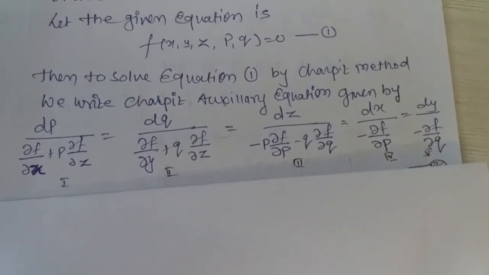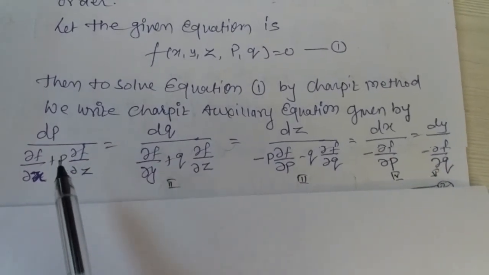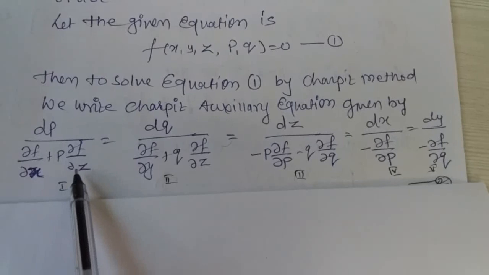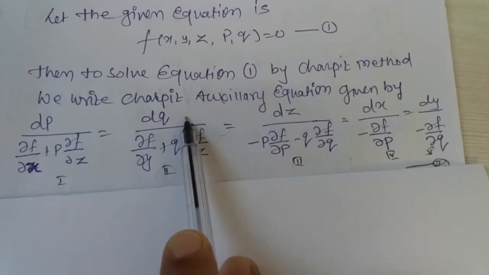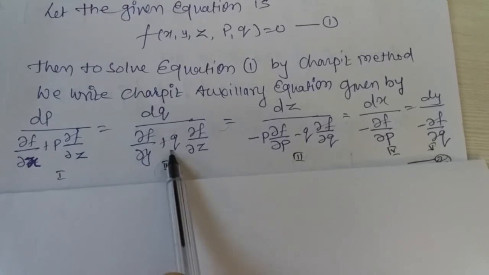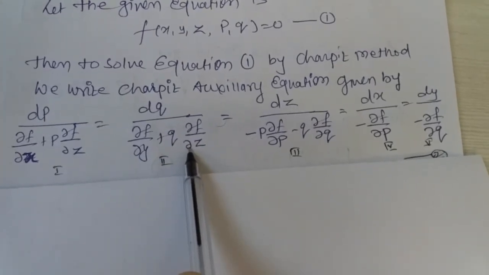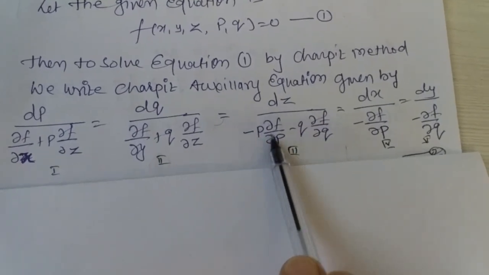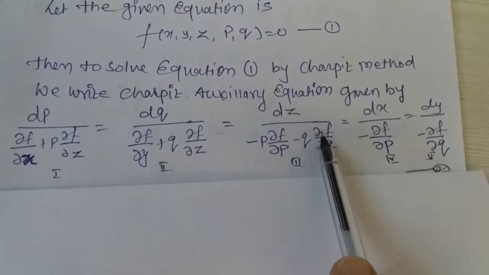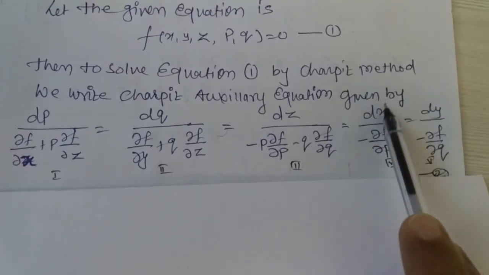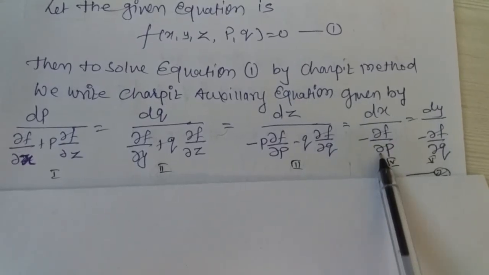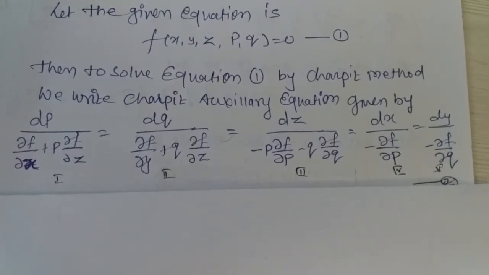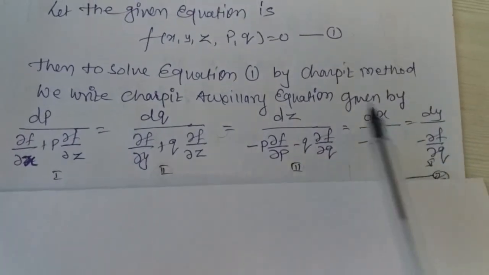So the expression is dp upon (del f by del x plus p del f by del z) equal to dq upon (del f by del y plus q del f by del z) equal to dz upon (minus p del f by del p minus q del f by del q) equal to dx upon (minus del f by del p) equal to dy upon (minus del f by del q). So this is called the Charpit auxiliary equation.